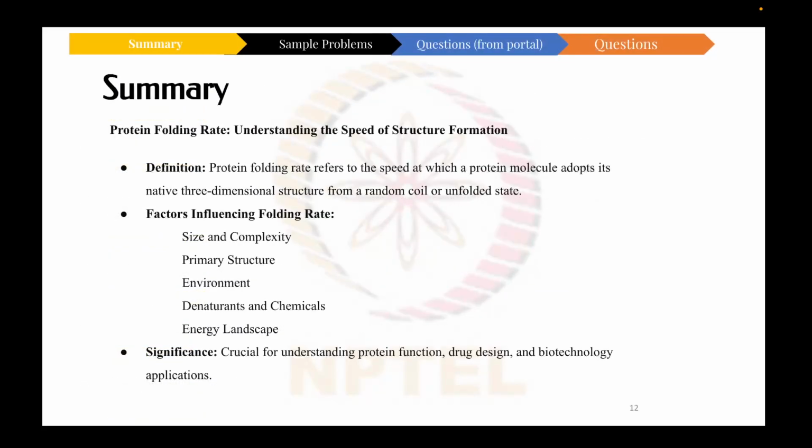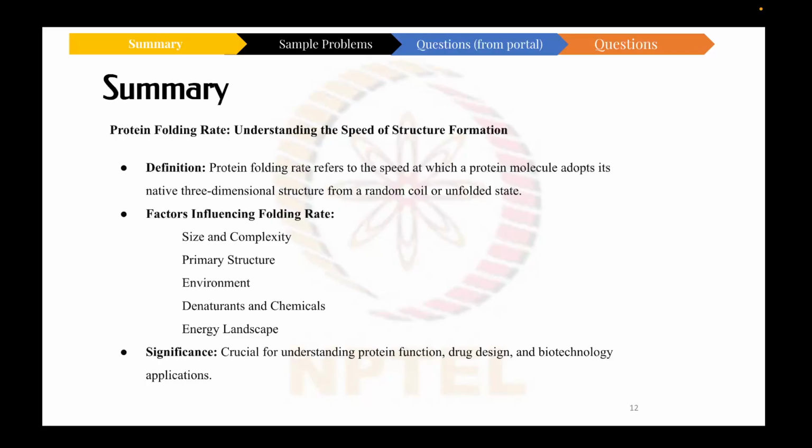Okay, moving forward to the topic of protein folding rate. So protein folding rate refers to the speed at which a protein molecule adopts its native three-dimensional structure from a random unfolded state. The process of protein folding involves intricate movements and interactions between different parts of the protein molecule, leading to the formation of stable secondary and tertiary structures.